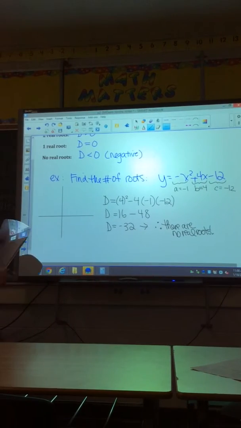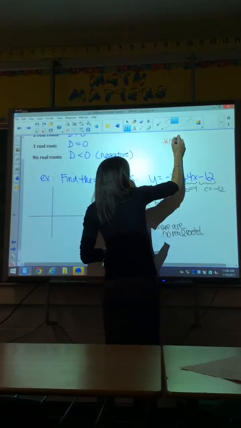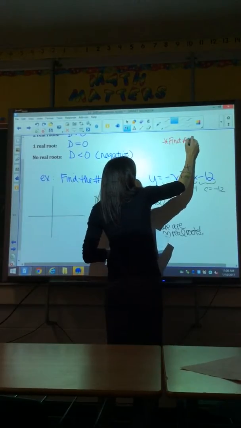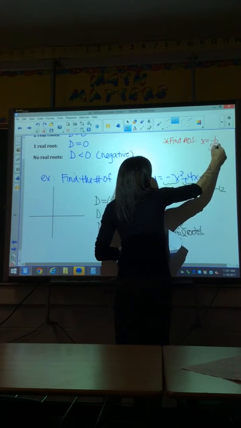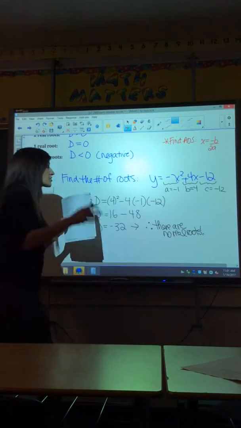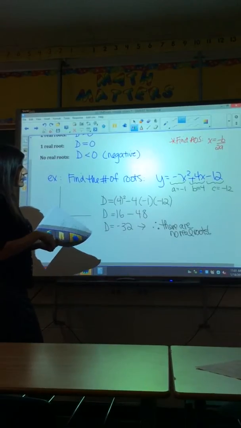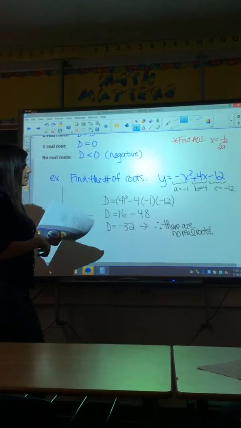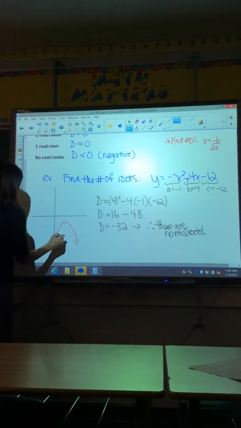You can look at this and say, I guess it opens down, so it's got to be below the x-axis. If you wanted to quickly find the axis of symmetry, x equals negative b over 2a. That's what you would get if you averaged the two roots with the formula. So negative 4 divided by 2 times negative 1, it's a positive number. So my graph looks like this. Okay.